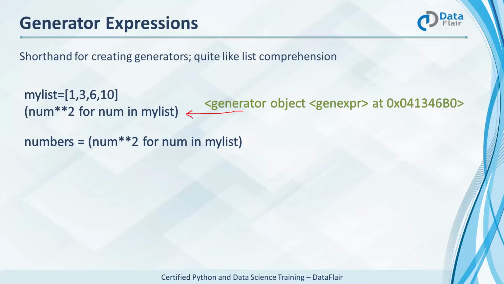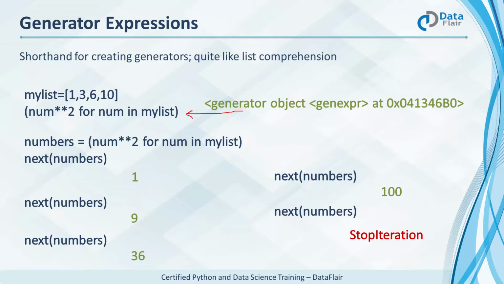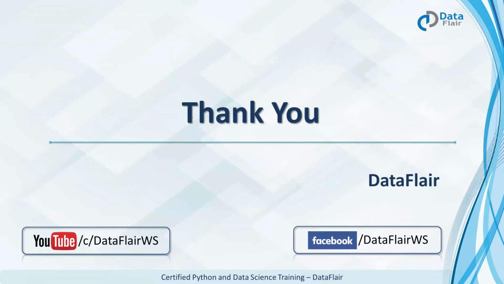We can use next to get to the next number. This is 1, then 9, then 36, then 100. Then no values are left to traverse, so it raises a StopIteration. So a generator is something that generates a sequence of values to iterate on. It is always also an iterator. What is an iterator?